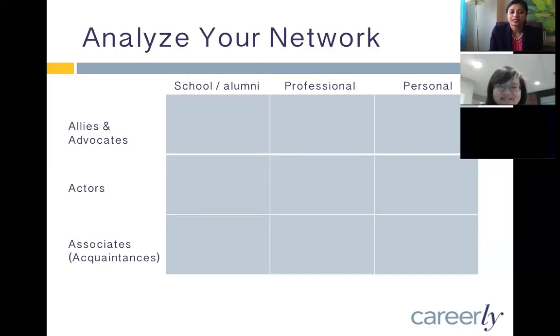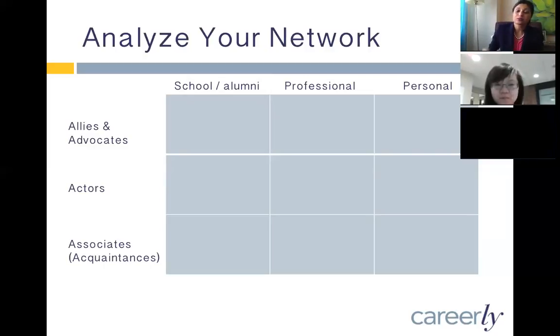So what I ask students to usually do is look at your different groups; they tend to be three categories. The first place for almost any student, especially an international student who has not been here for a long time, the strongest network you have is your school's network, right? The alumni network.